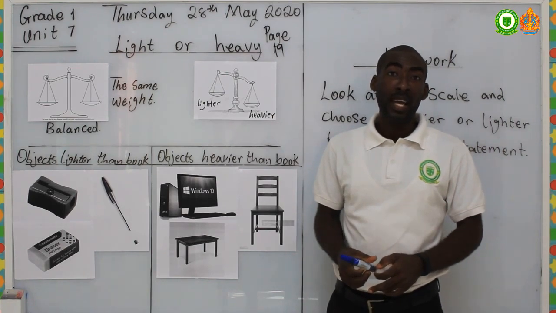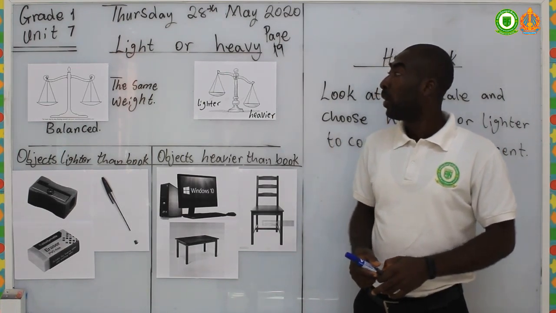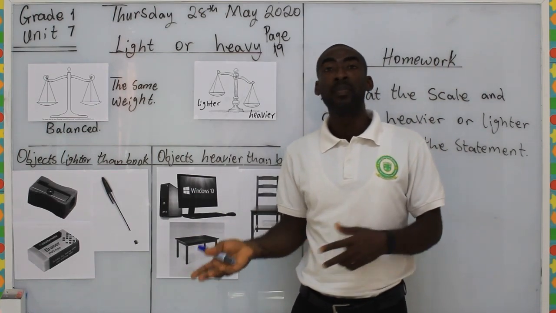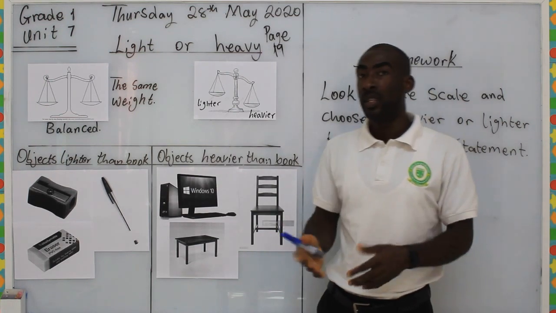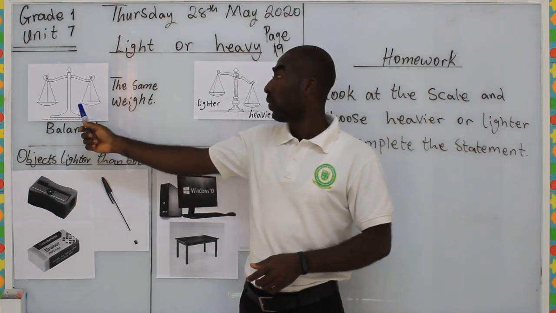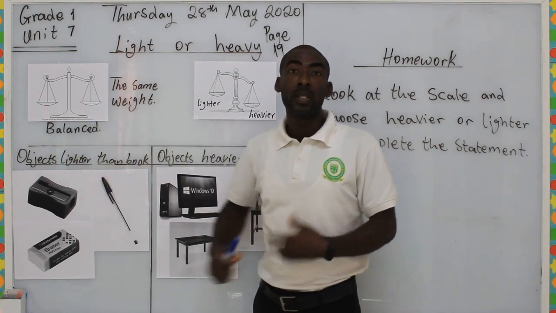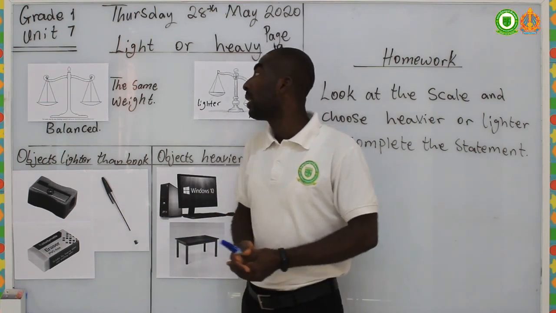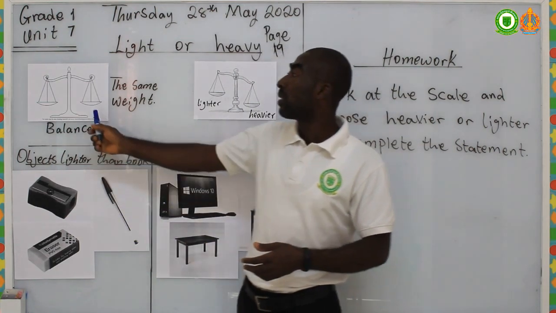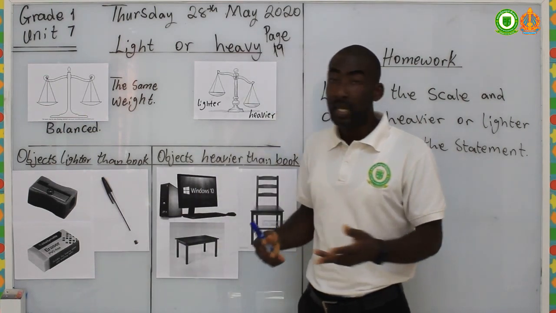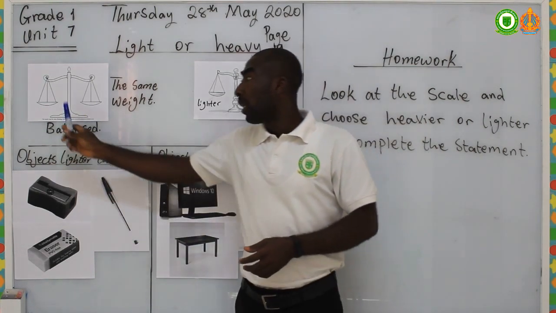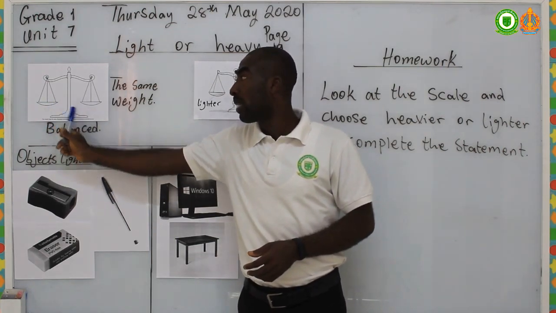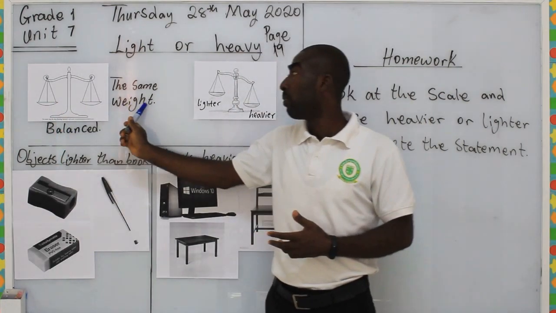Hello, welcome to the third part of our session today. Our lesson has been light and heavy. We looked at how we can determine if one object is lighter than the other and the other is heavier than the other. So the best tool that we can use to determine that is the scale. Sometimes we can use our bare eyes to determine that this is heavier or lighter, but to be more accurate, we need a scale to find out which one is lighter and which one is heavier. If our scale is having the same level, it means that the objects on two sides are balanced, which means they have the same weight.